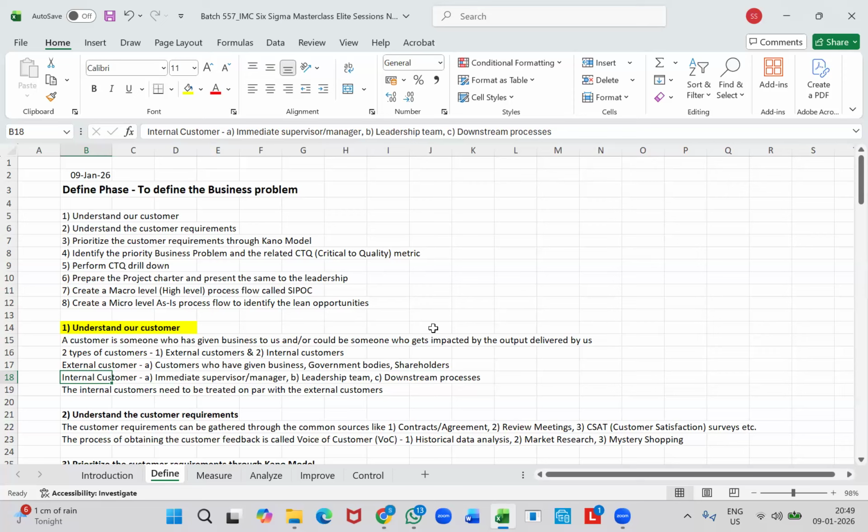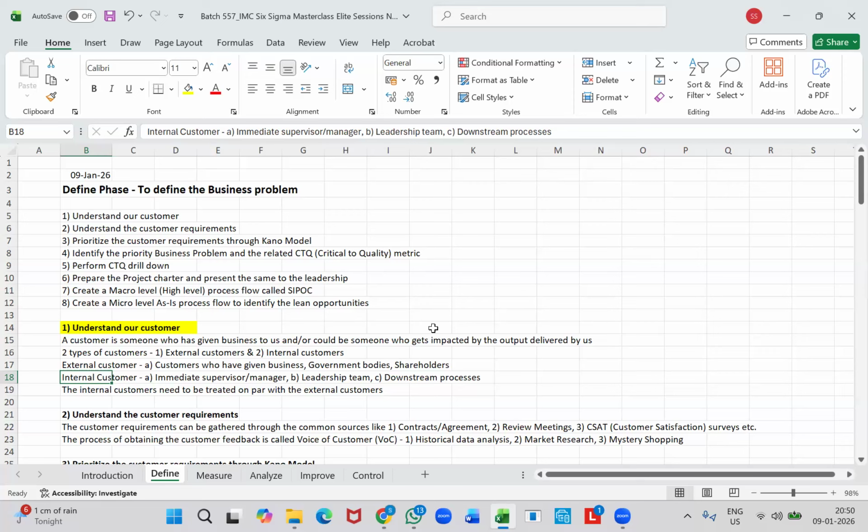So the immediate supervisor or manager obviously will get impacted by the quality of the output that is delivered by the team. And of course, the leadership team. So the leadership team, the top management in that organization, will definitely get impacted by the quality of the output that is delivered by the various teams within the organization, because the leadership team's main KRA, right, would be in terms of the profit margin. So they are supposed to make some good profits. So that would be their objective. That would be their goal, right?